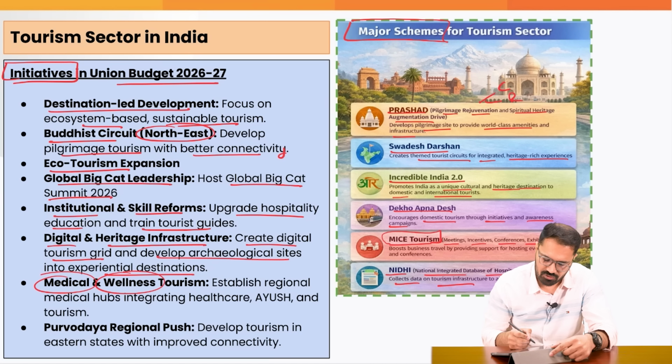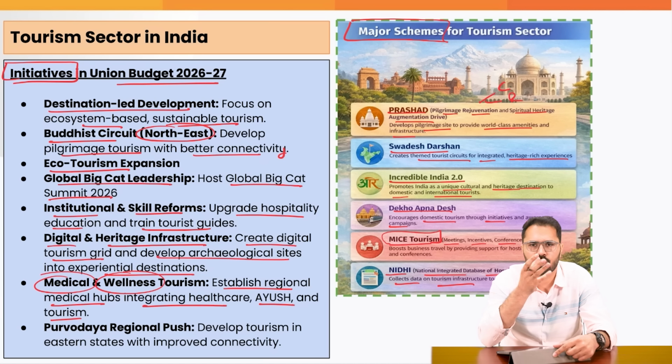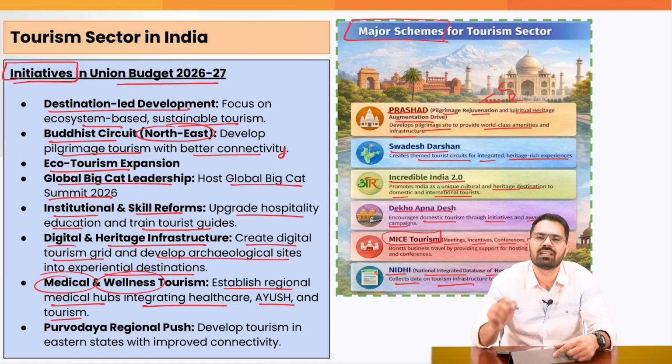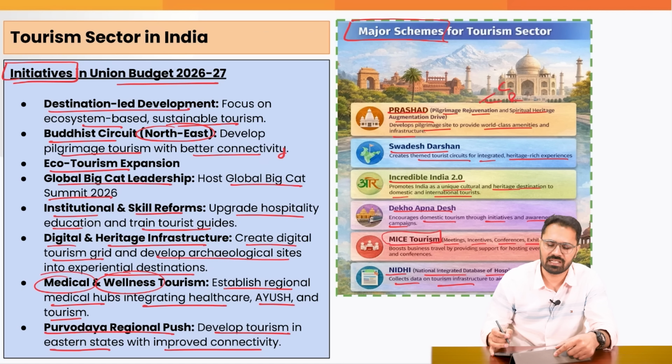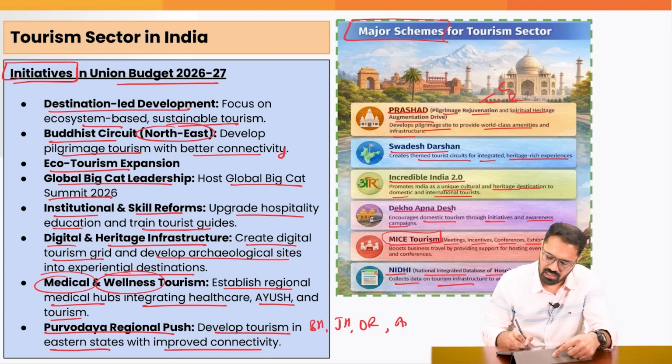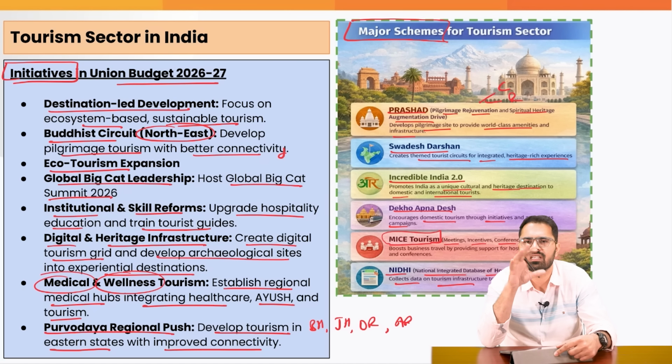Then you have medical and wellness tourism: establish regional medical hubs, integrating healthcare, Ayush, and tourism. So health, Ayush, our local system of medicines, and tourism all have to be integrated within one system. Then you have the Purvodaya regional push. Purvodaya means towards the east. So developing tourism in eastern states with improved connectivity. And which eastern states will be focused here? Your Bihar, Jharkhand, Odisha, Andhra Pradesh. These kinds of states will be focused on in this Purvodaya regional push for tourism. So these are some of the initiatives which were talked about in this year's budget. So you can remember some of them and quote them in the exam.